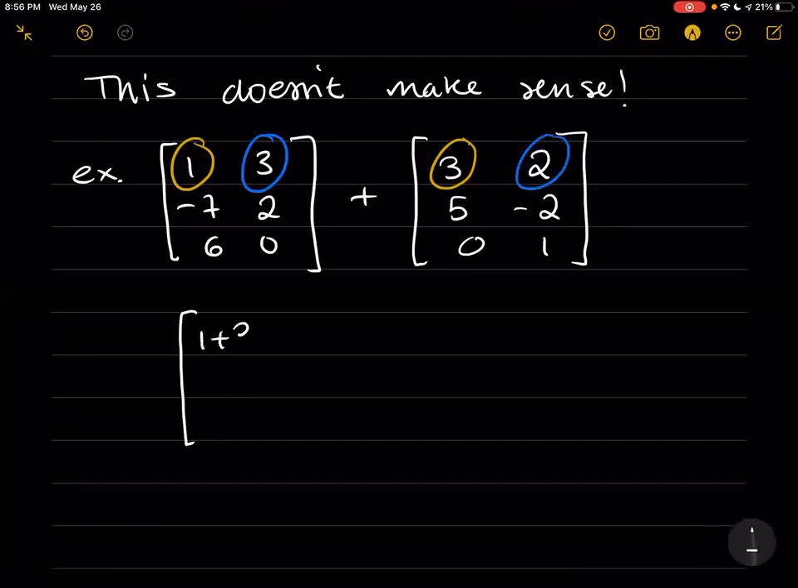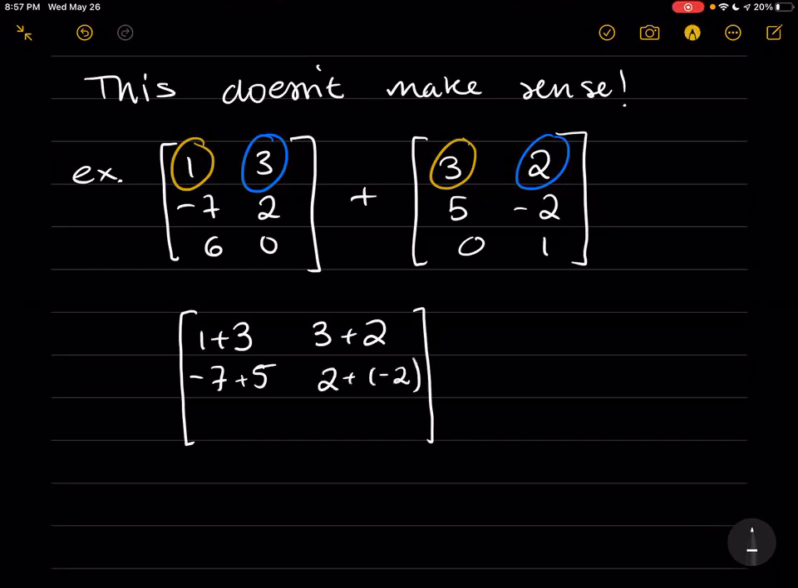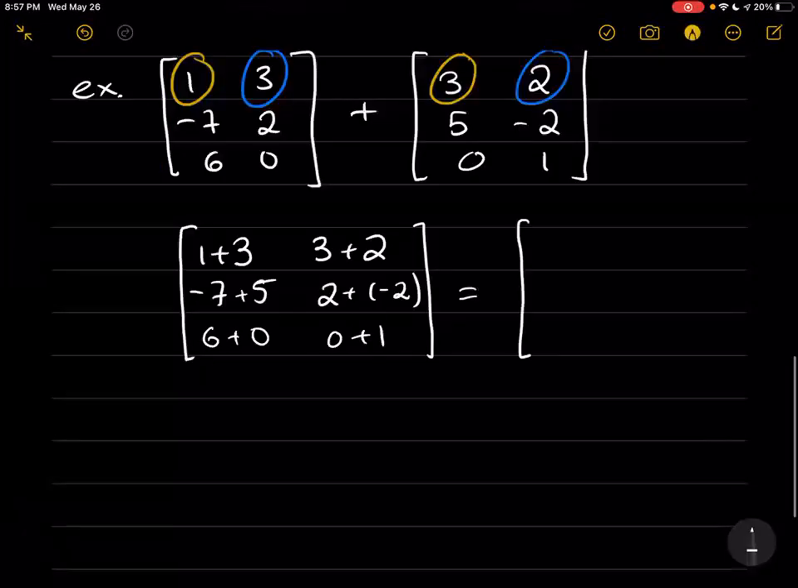We get 1 plus 3. Those are the two circled in yellow. And then we get 3 plus 2. Those are the two I circled in blue. And then we would get -7 plus 5, right, from the entries right below the yellow circles. And then we get 2 plus -2. And then lastly, we'd have 6 plus 0, and then 0 plus 1. And then if we go ahead and simplify this a little bit, I think we end up getting 4, 5, -2, 0, 6, and 1.